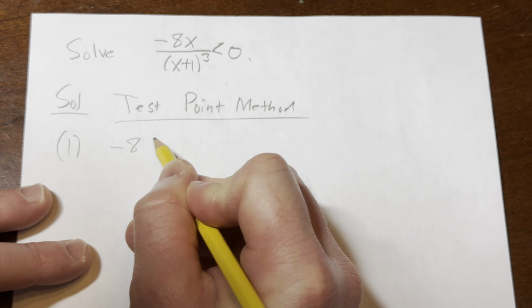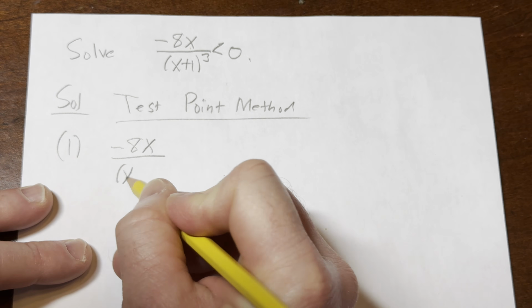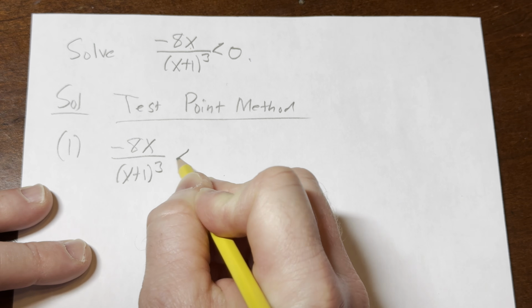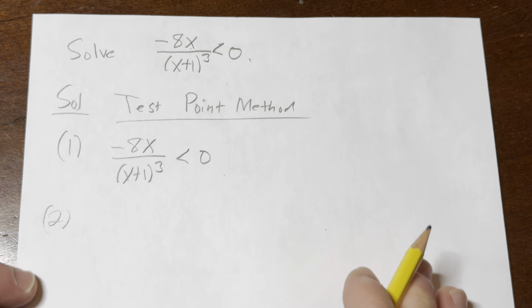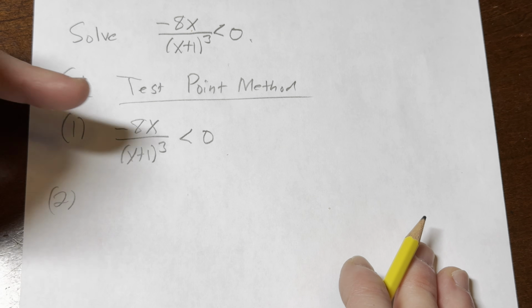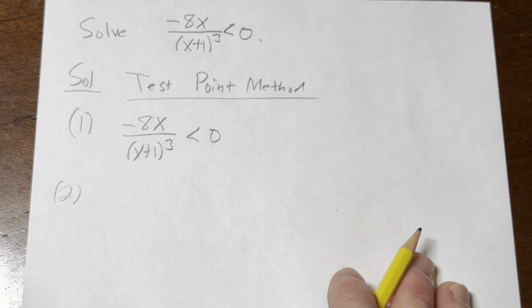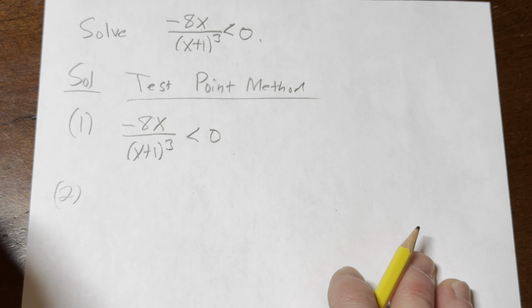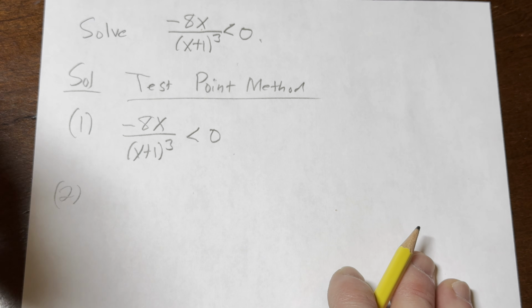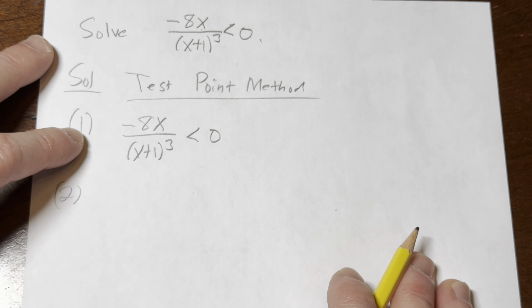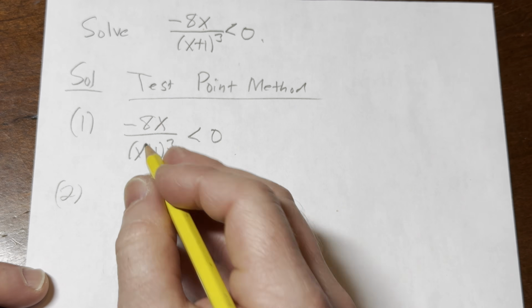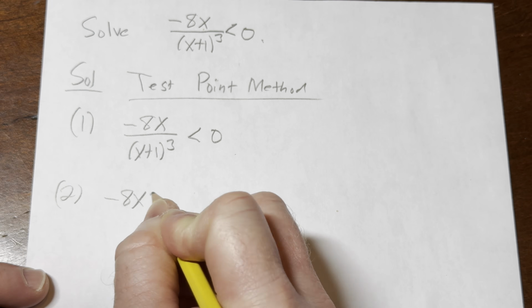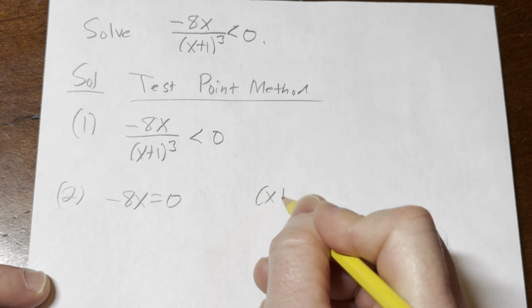So I'm just going to go ahead and write it down again. We have one term here, and 0 on the other side. The next step in the test point method is to set each of the numerator and denominator equal to 0 and solve. This is not an algebraic step. What I'm about to do does not follow logically from the previous step. It is only true because we are following a procedure, and it is the second step in that procedure. So we'll set the numerator equal to 0 and the denominator equal to 0.